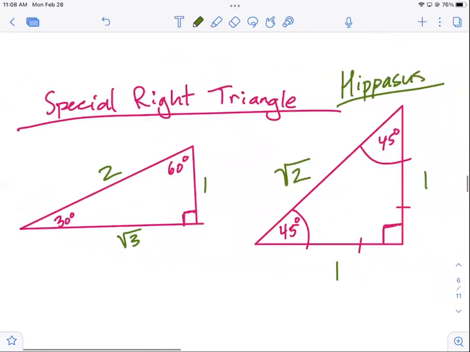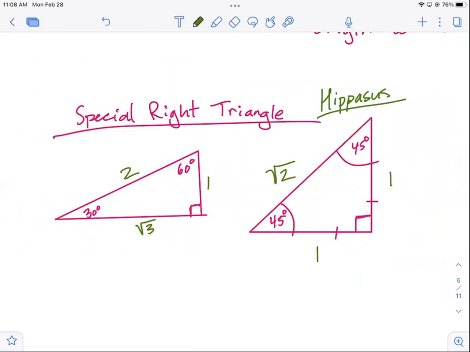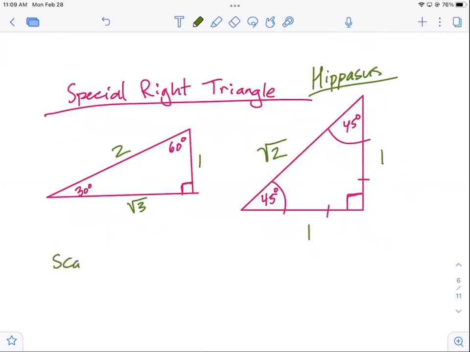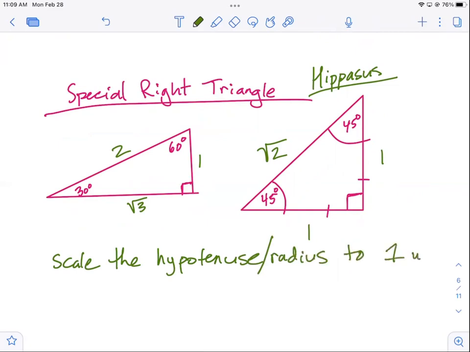And from here, you can get all kinds of bigger or smaller triangles by multiplying or dividing each side by a scale factor, right? So if you want to make it twice as big, multiply all 3 sides by 2. If you want to make it half as big, divide each side by 2, right? Remember that? Okay. So what we want to do is put these guys onto the unit circle. So what we're going to do is scale the hypotenuse, which is going to end up being the radius on the unit circle, to 1 unit. Okay, that's our goal. And right now we have a 2 and a square root of 2.